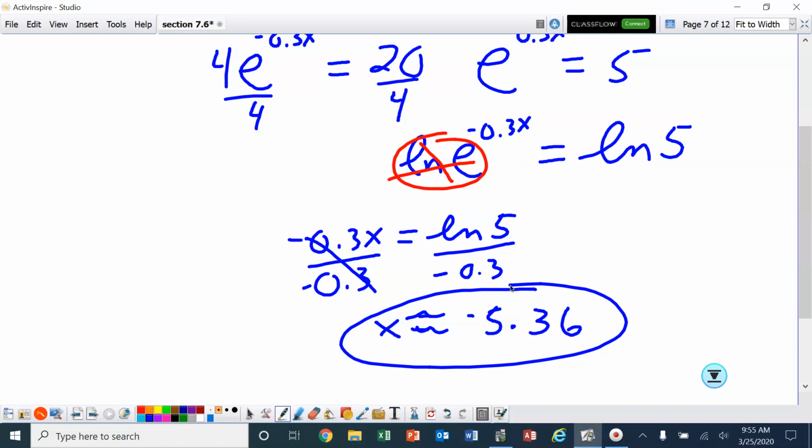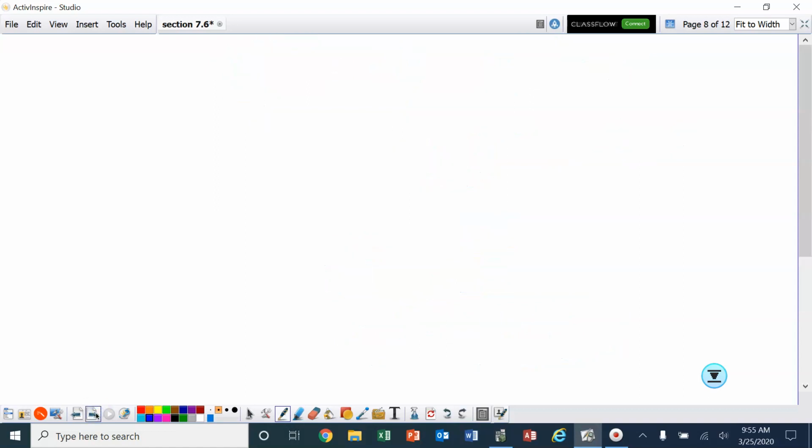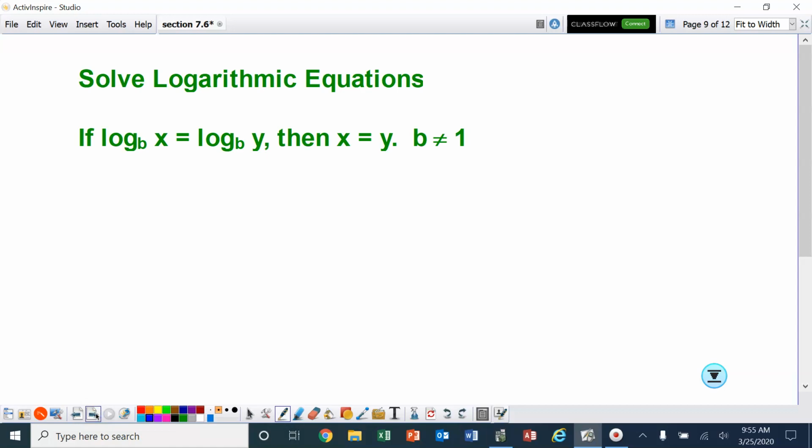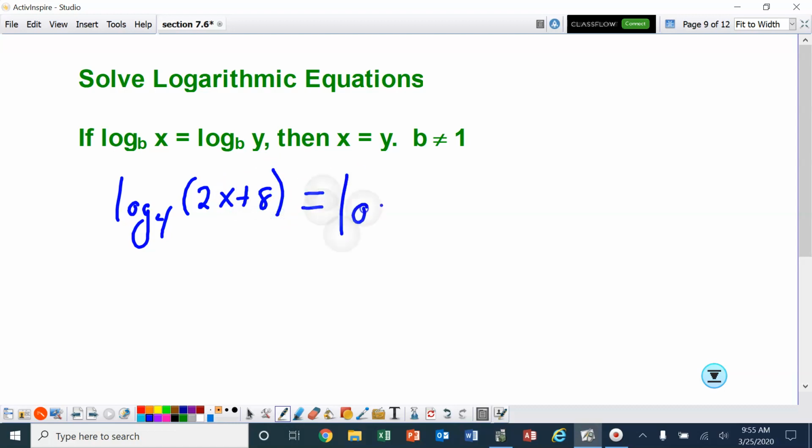All right, let's keep going here. Next, we're going to solve logarithmic equations. If log base b of x equals log base b of y, then x equals y. Okay, what in the world does that mean? Let's take a look. Here's an example. Let's say we have log base 4 of 2x plus 8 equals log base 4 of 6x minus 12.